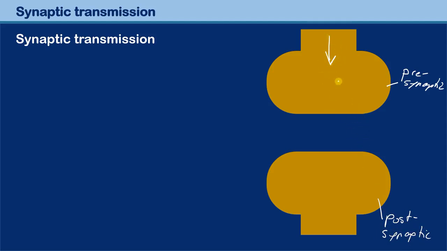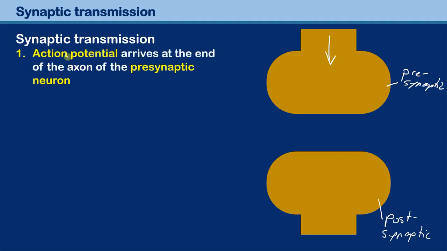So, and now the question is, what happens? How can the neurotransmitter be released? Remember, acetylcholine or neurotransmitter is released, somehow goes across the synaptic cleft over here. And how does this happen? And what are the different steps which are involved? So, let's get started. Number one, action potential arrives at the end of the axon of the presynaptic neuron.